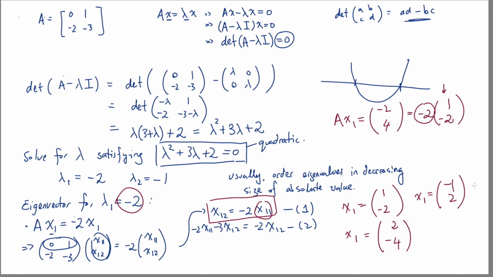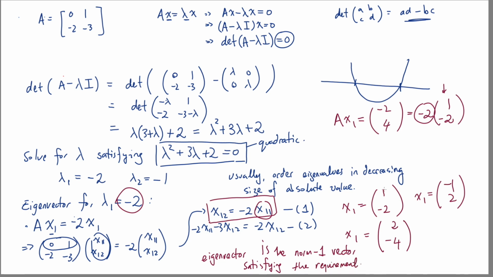Okay, so what do we do? The usual way to do this is to take the eigenvector to be the norm 1 vector satisfying the requirement.